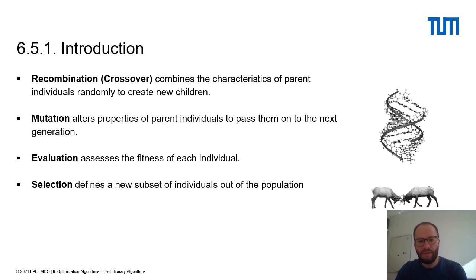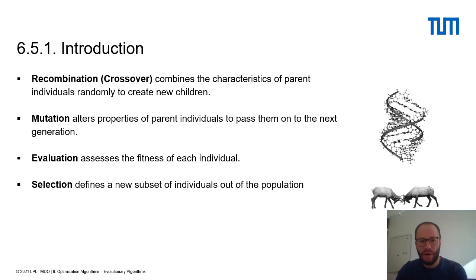Recombination is also sometimes called crossover. So here the characteristics of parent individuals are combined in a way to create new children with new information. Mutation alters the properties itself. So you have one individual with its design variables, and those are changed according to some heuristic. Then evaluation itself is just to evaluate the fitness, which is mostly equivalent to the objective function value.